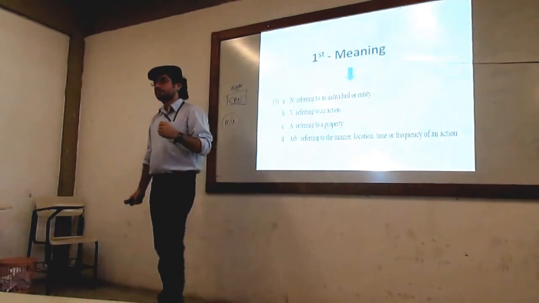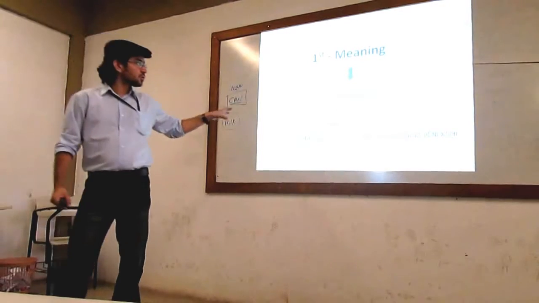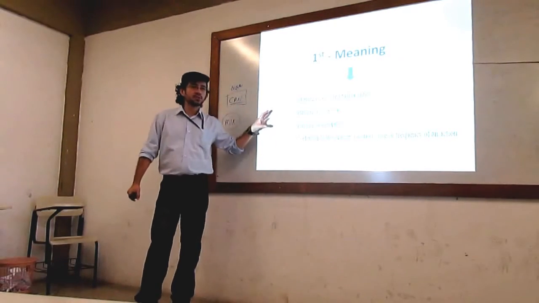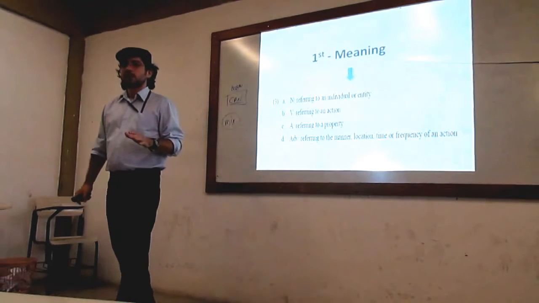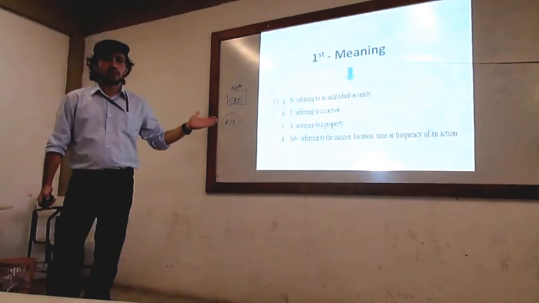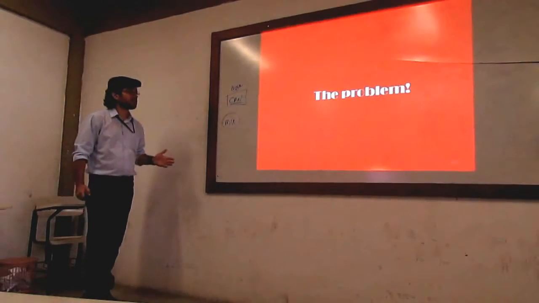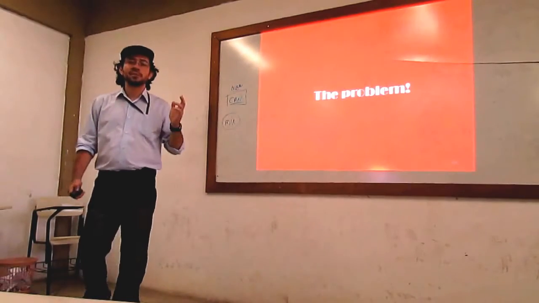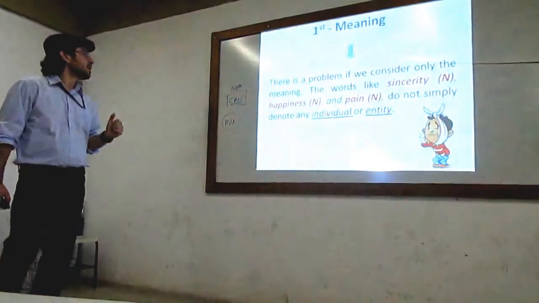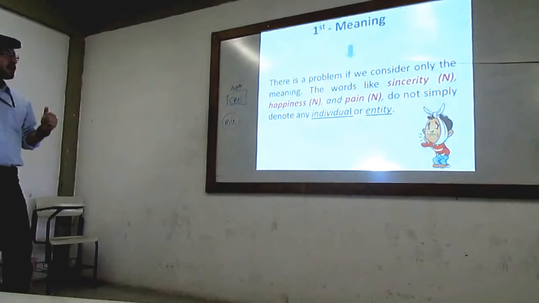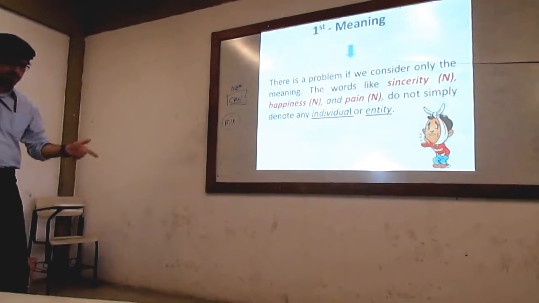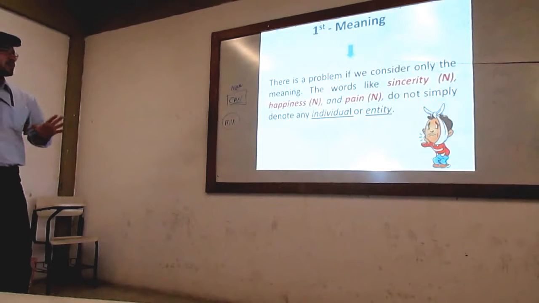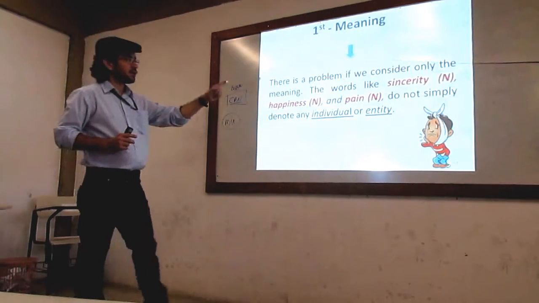Okay, we can find those definitions in the traditional grammar. But sometimes we can find some words that really don't follow those rules. Okay, and there is a problem with that. Let's see what kind of problem that is. Okay. For example, there is a problem if we consider only the meaning. If you want to analyze words using the meaning to say, this is a noun, this is a verb, this is an adjective, it's dangerous sometimes because of words like that.